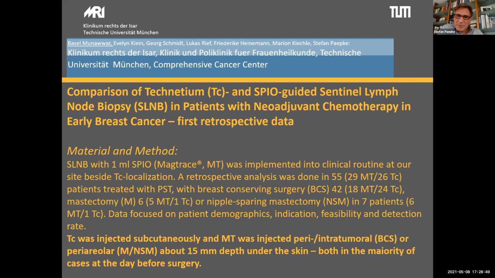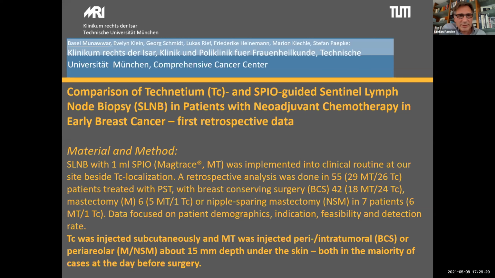Using the data and the experience from our colleagues from Uppsala, we changed completely in the early time from Sienna to Magtrace, and not 2 milliliters, only 1 milliliter. And in our first data set, 55 patients, 29 with Magtrace and 26 with technetium, treated with breast conserving surgery, nipple-sparing mastectomy and mastectomy, we are focusing on detection rate and the number of lymph nodes we have to remove.